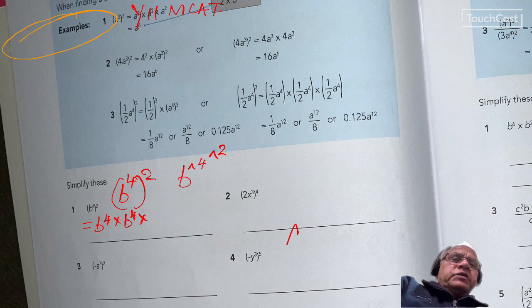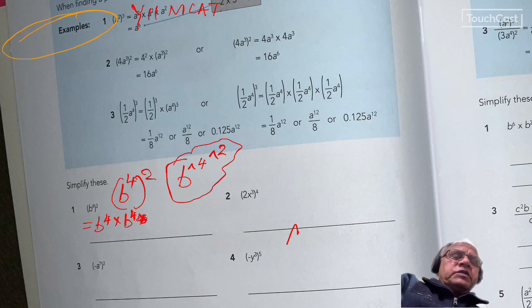I'm going to show you how to do this first question: b to the power 4, raised to the power 4. In a computer language, you have to write it like this, and that will be basically b to the power 4 times b to the power 4. I used an extra multiplication sign.